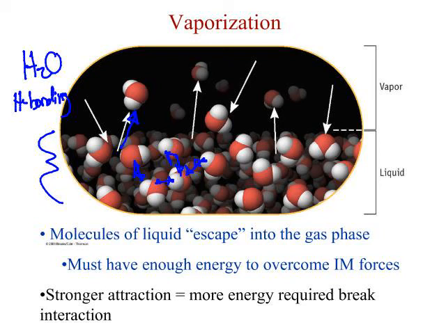Or in other words, basically what's happening, if you consider just this molecule right here, this molecule is being attracted to its neighbors through hydrogen bonding. In order for that molecule to get away and move into the gas phase, it has to have enough energy to break free from that attraction that is holding it into the liquid phase.